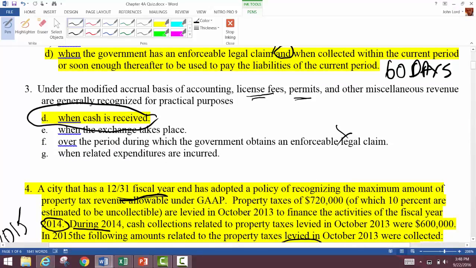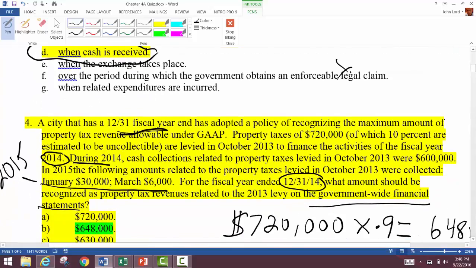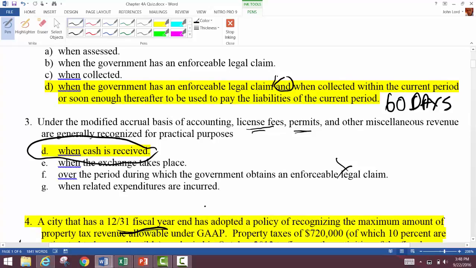Okay, let's take a look at number 3 here. And here we say for number 3, under the modified accrual basis of accounting, license fees, permits, and other miscellaneous revenue, pretty much take those when the cash is received. Okay, it's pretty much the easiest way to do that.